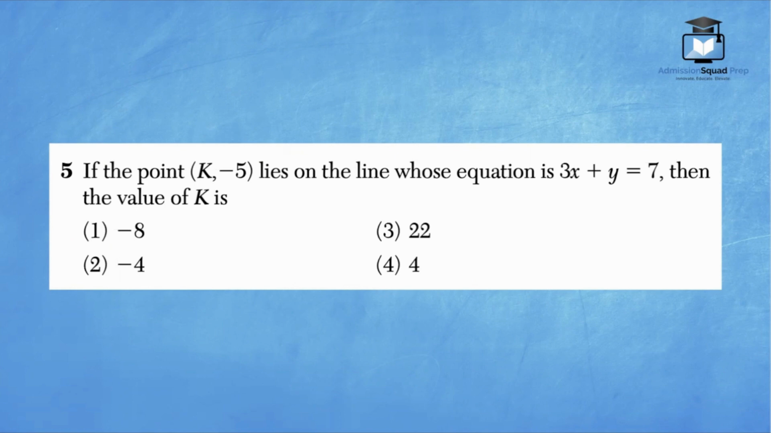For question number 5, it's very similar to number 1. If the point (k, -5) lies on the line whose equation is 3x plus y equals 7, then the value of k is.